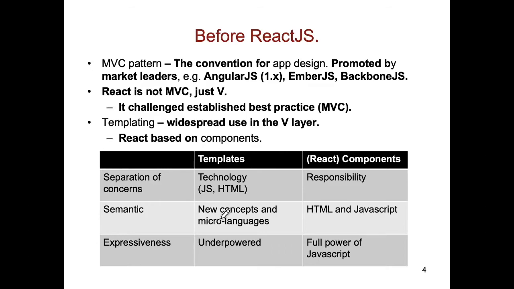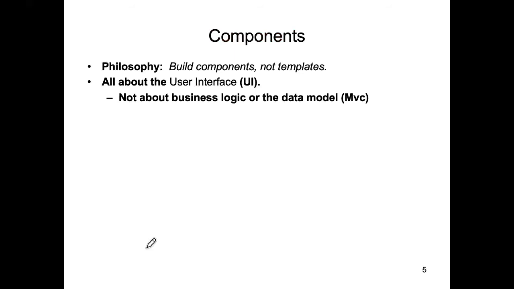Whereas with the templating approach, you essentially had to learn a new syntax, and the semantics of it would not be as powerful as HTML and JS. Expressiveness is along the same lines. The templating syntax that you had to learn would not be as powerful as something as mature as JavaScript and HTML. And really, as I said, React only used those two core technologies. So React is all about building components, as we'll see, rather than building templates.